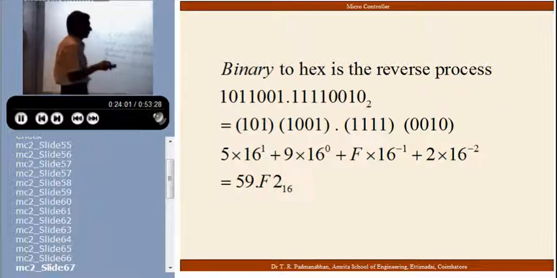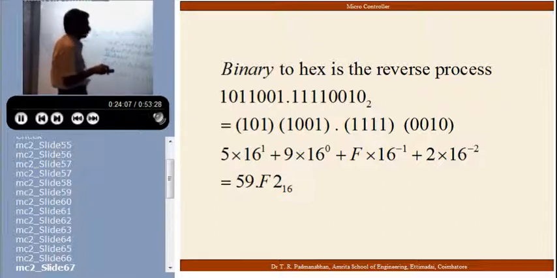This is actually 9. So 9 into 16 raised to 0. This is a 5. 5 into 16 raised to 1. That's an F. F into 16 raised to minus 1. This is just a 2. 2 into 16 raised to minus 2. So we have successfully got back the original number.